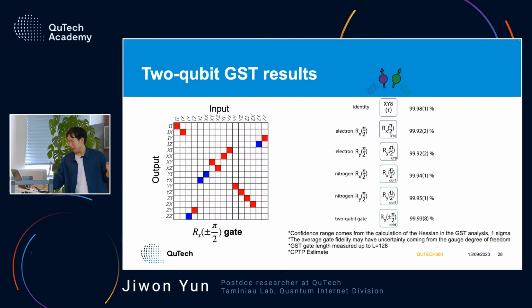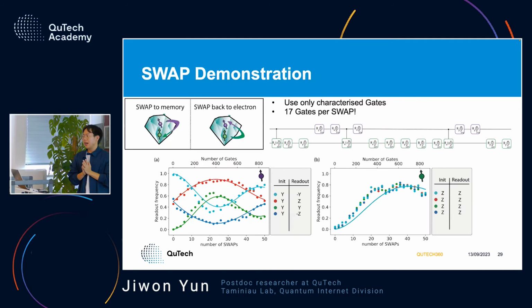Now we want to go back to the two-qubit process matrix result. From the two-qubit GST result, we can get the full two-qubit process matrix of all of the gates we use here. So what can we do with that? We wanted to demonstrate how we can use this information, and we made an example quantum circuit, which is a swap demonstration. In our nitrogen nuclear spin and electron spin two-qubit system, we wanted to see how good a swap gate is. To demonstrate a swap gate using only the gates we characterized with GST, it actually requires 17 of these characterized gates. So the swap circuit is a circuit of 17 gates, and we applied this many times on our system to see how the electron evolves during this process.